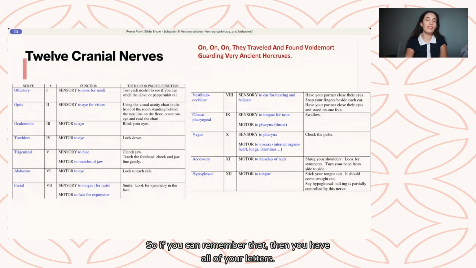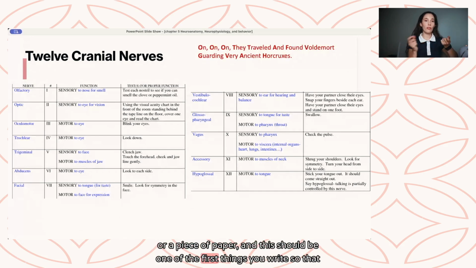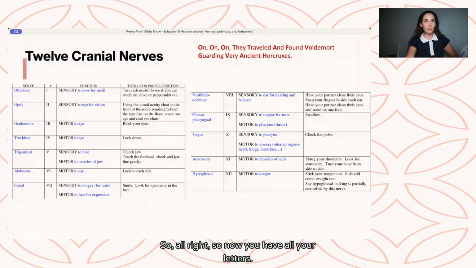So if you can remember that, then you have all of your letters. When you sit down to take your exam, you're going to have a whiteboard or a piece of paper, and this should be one of the first things you write so that you will not forget it when you're in the stress of the exam and freaking out. So now you have all your letters.